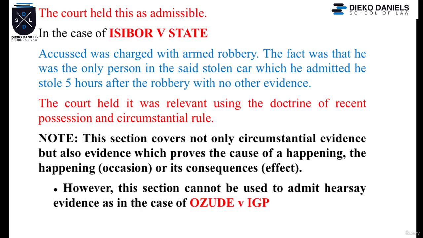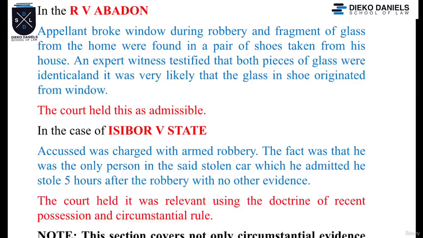So if you look at the case of R versus ABADON, that one is explaining to us the effect of occurrence A. So what was occurrence A in this case? Occurrence A was the fact that there was broken glass at the scene. The effect of the fact that there was broken glass is that the remnant of that glass could have dropped anywhere. That's the effect. And then the remnant of the same glass at the window was traced to the accused's shoe in his house. Now that's an effect of occurrence A. Do you understand that?